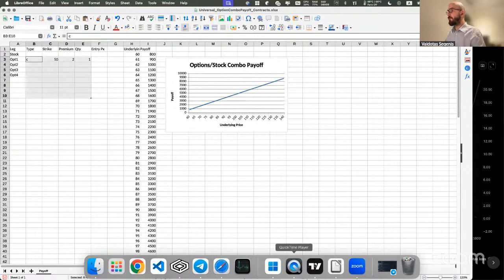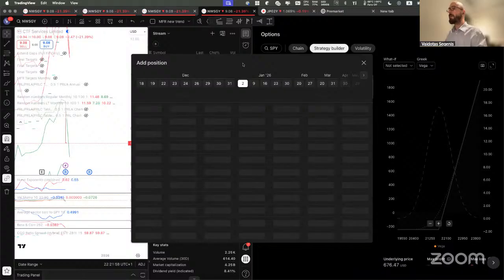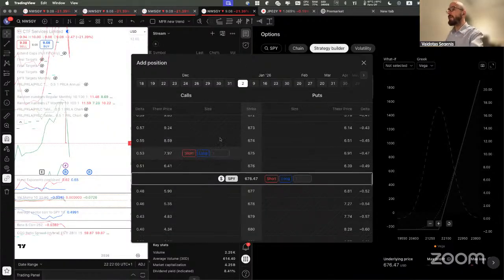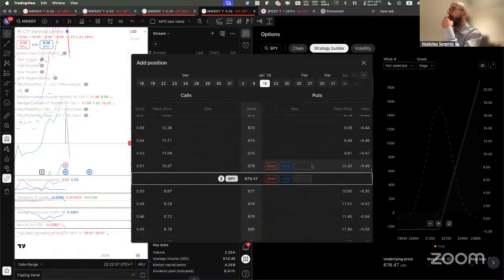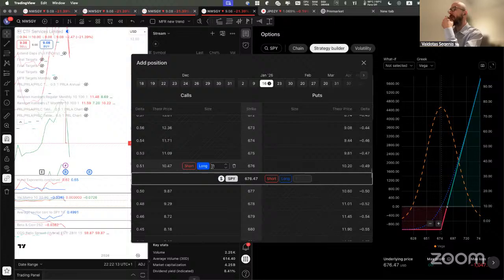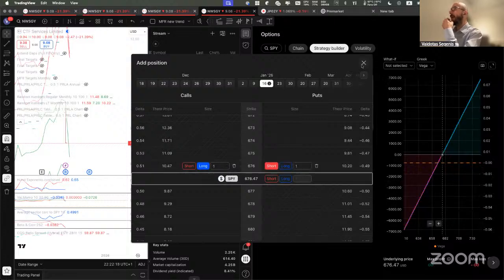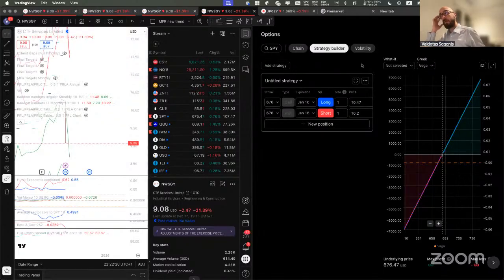Okay, let's go to TradingView. Let's buy a call position, let's say January 16 in SPY. We will buy a call position at this strike, and we will sell a put position also at this strike. TradingView will be better. I don't know why my spreadsheet doesn't work in this case.